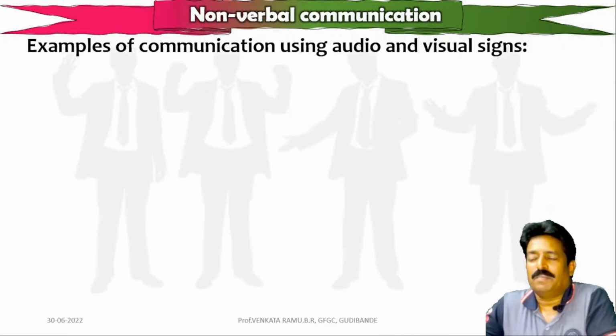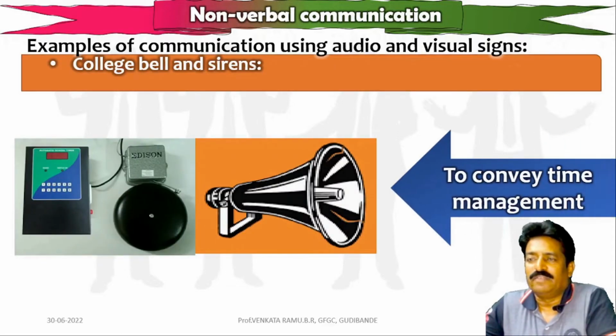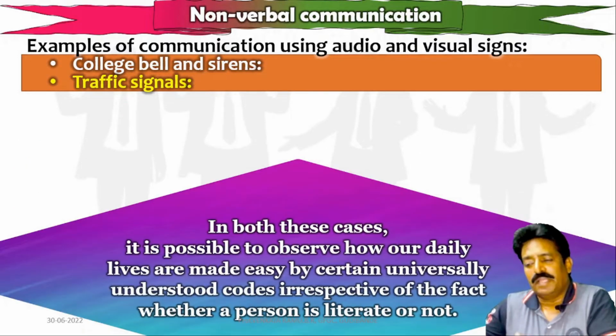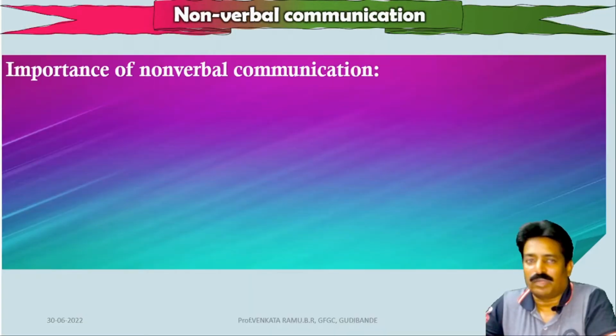Now let's come to the examples of communication using audio-visual signs. You see college bells and sirens. They are used to convey time management. You see traffic signals. They are used to convey the traffic regulations. In both these cases, it's possible to observe how our daily lives are made easy by certain universally understood codes, irrespective of whether a person is literate or illiterate. Let us discuss the importance of non-verbal communication.